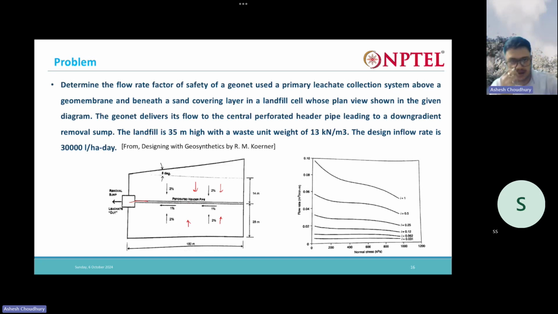The design inflow rate is given. So you need to find out the factor of safety for this flow that is happening across the geonet. Obviously, as it is a geonet, in the starting of the class we discussed that problem where you saw that the flow rate is actually a function of the gradient as well as the normal stress. So we need to consider the normal stress that the landfill is imposing on the geonet. For that purpose the height of the landfill is given to you, and also the unit weight of the waste.